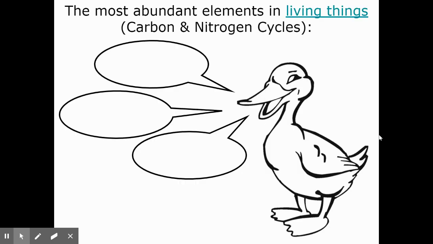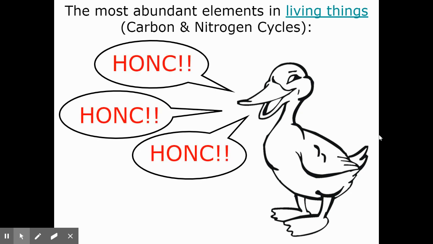All right, the most abundant elements in living things. There are 4 most abundant elements in all living things, and we use the acronym HONC: H-O-N-C. Hydrogen, oxygen, nitrogen, and carbon. Those are by far the 4 most abundant, meaning the most common, the most numerous elements in all living things.